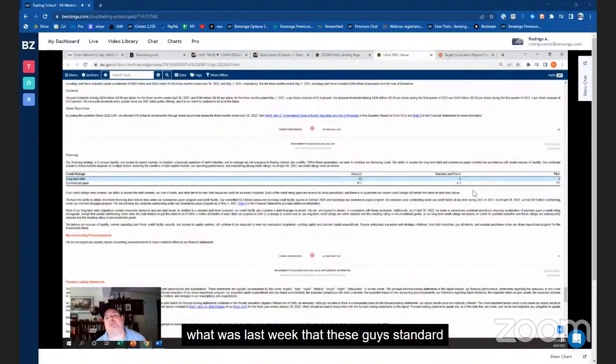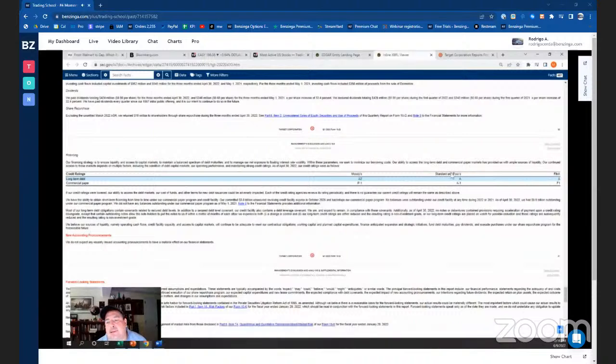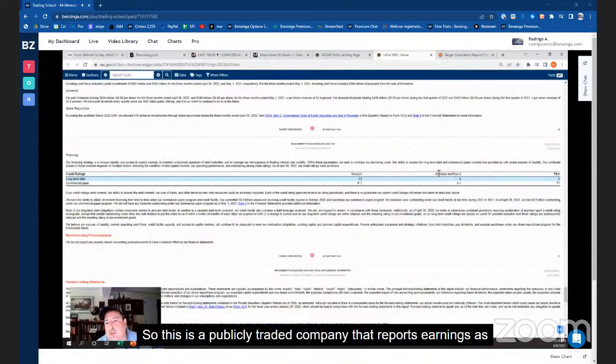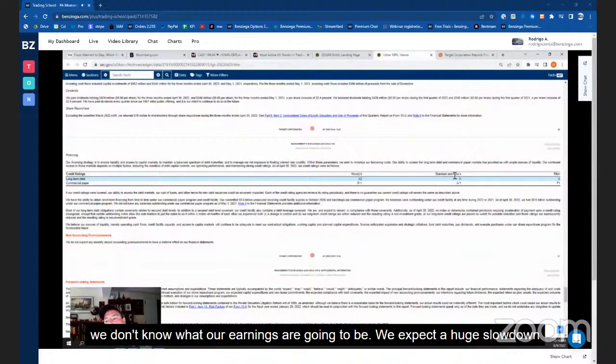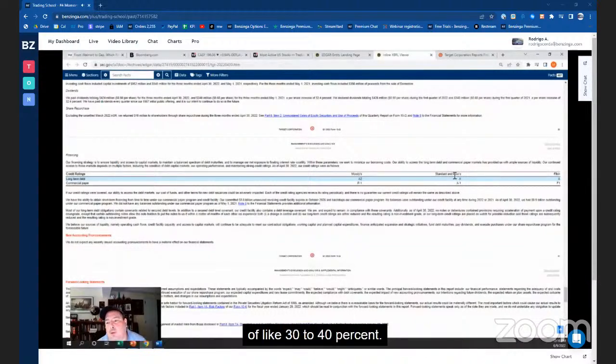But if we recall, what was it last week? These guys, Standard & Poor's, basically said that what they're seeing is so messed up that they're withdrawing their guidance. So this is a publicly traded company that reports earnings as well. But because of what they're seeing in the debt world, they're basically saying, we don't know what our earnings are going to be. We expect a huge slowdown of like 30 to 40%. So that's where these rating agencies come into play. And just like with people, the better the credit rating, the lower the cost of borrowing. Like if this was rated B, they would have to pay more money.